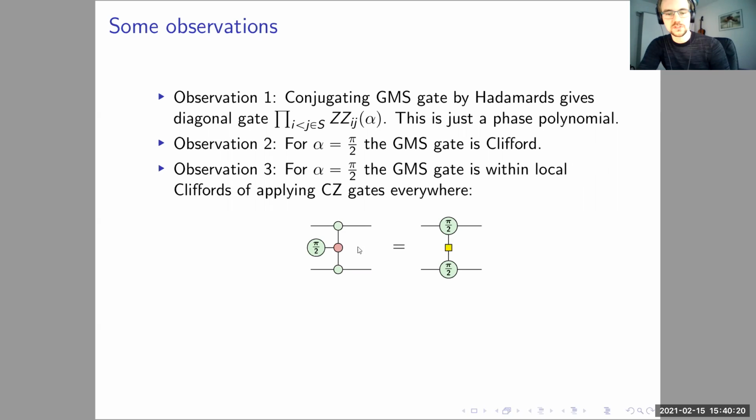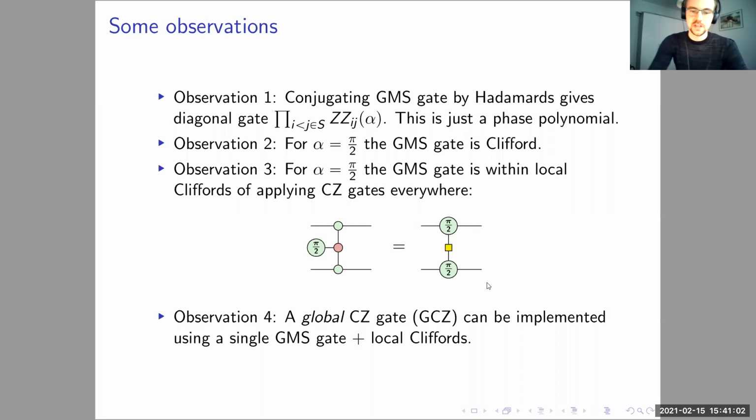So if we think about the ZZ gate, so a phase gadget, this is equal to a CZ gate with an S gate on top and an S gate on the bottom. And if you have a multi-qubit GMS gate, then you just need to apply these S gates more times. But you still get something that's within local Cliffords of just applying a CZ gate everywhere. So that means that if our metric of interest is the number of GMS gates, then we can equally well work with global CZ gates, because it only affects the number of local Cliffords you have to apply.